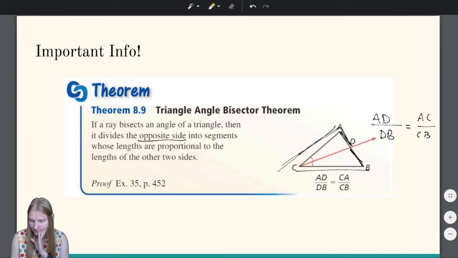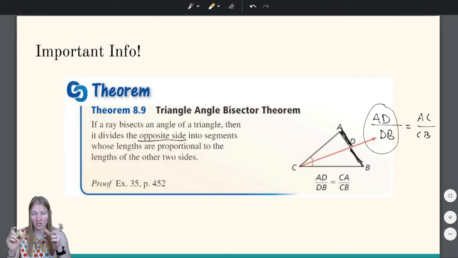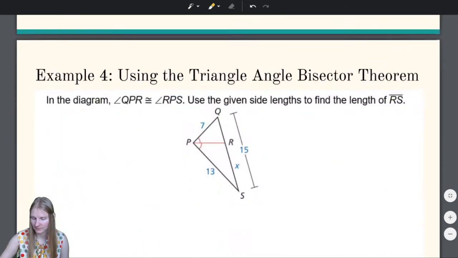So, the angle bisector cuts the third side into two pieces, AD and DB. We make a ratio out of those, and we make a ratio out of the other two sides. Those ratios are equal. Alrighty, let's see an example of this.